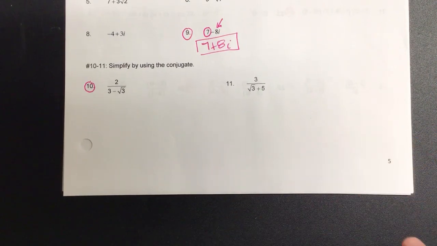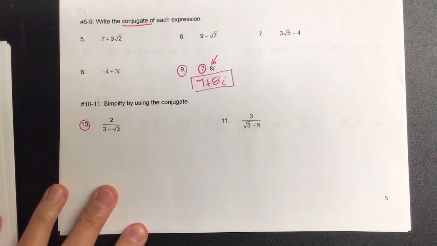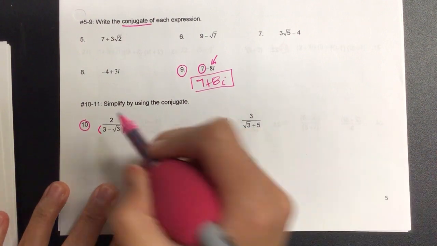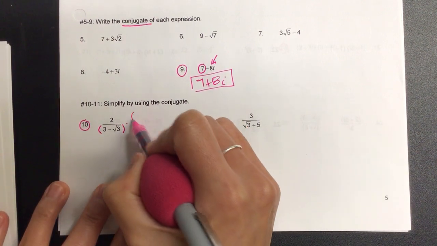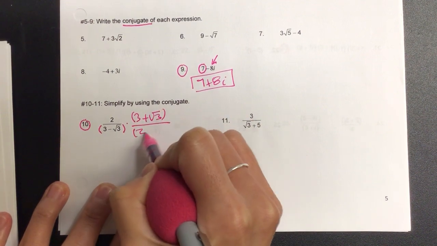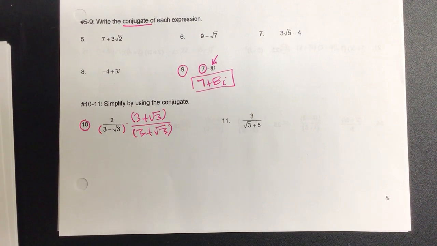Let's go to number 10. Okay, on number 10, it says simplify using the conjugate. So looking at my denominator, I need to go ahead and put this in parentheses since I'm thinking ahead. The conjugate of that denominator is 3 plus radical 3. And we do the same thing on the top and the bottom. Because if I don't do the same thing on the top and the bottom, the number is not going to be preserved anymore.